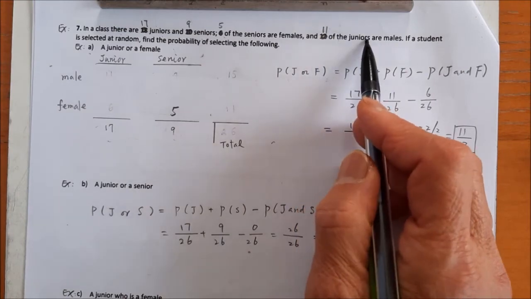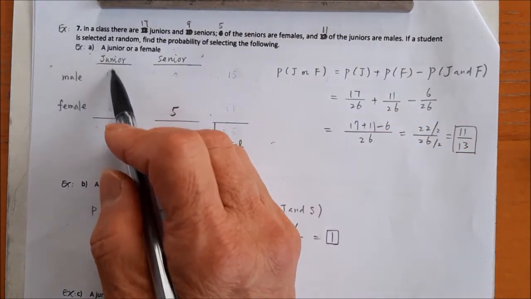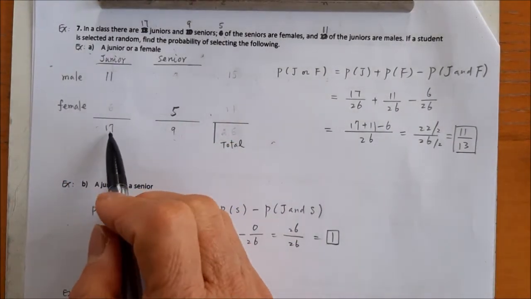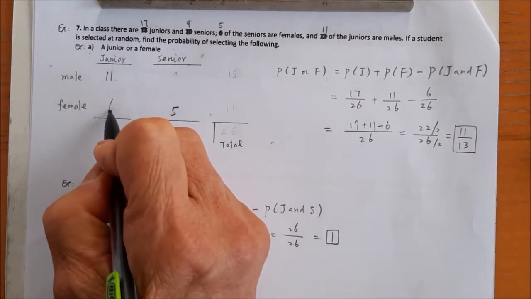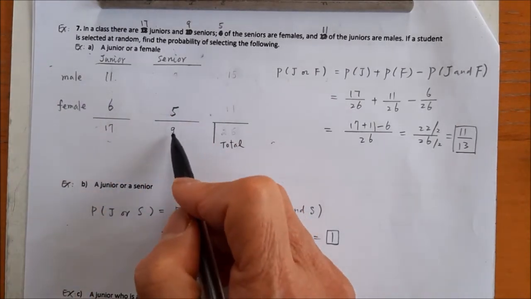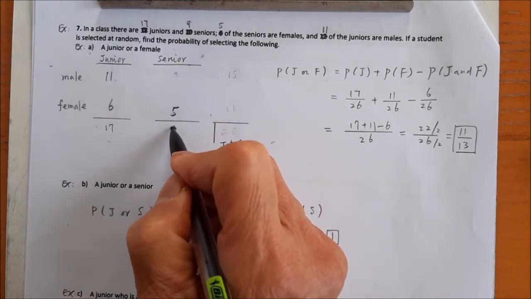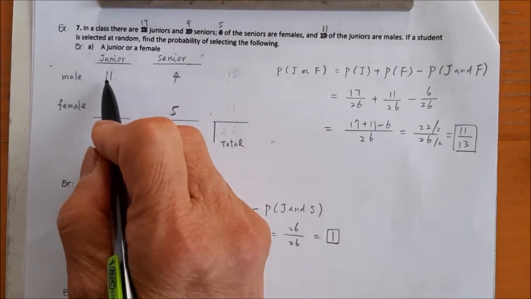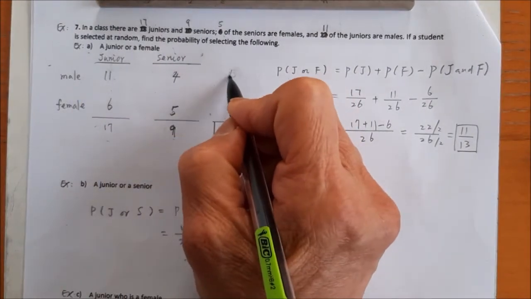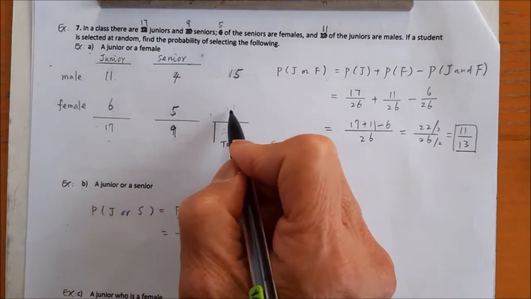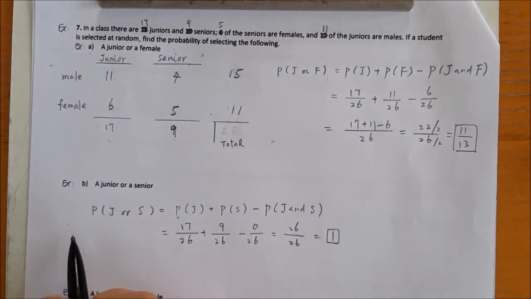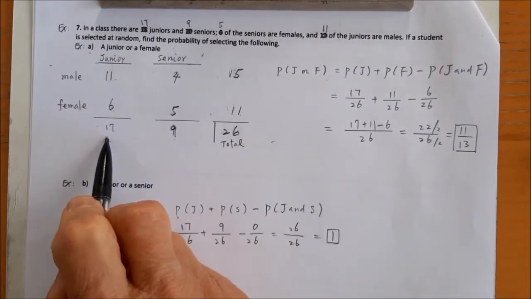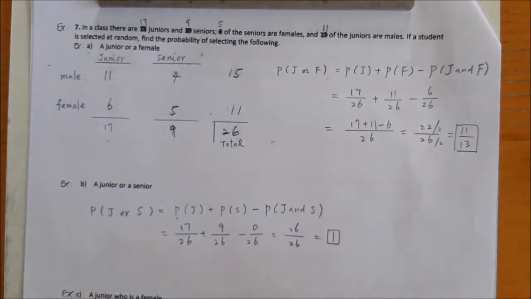And the 11 of junior are males. Junior and the male, so this is 11. Then you do 17 minus 11, get 6. This is junior and the female. Then you do 9 minus 5 and get 4. That is the senior and the male. Then add together 11 add 4. Male has 15 males. 6 add 5, 11 is the females. Total 15 add 11, 26 total. Or you do 17 add 9, also 26.